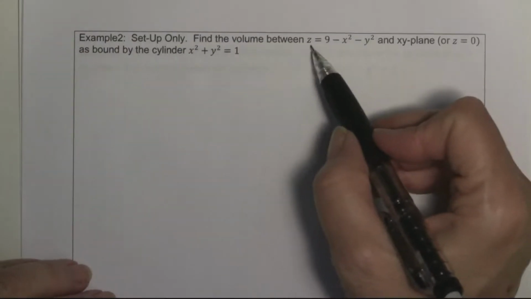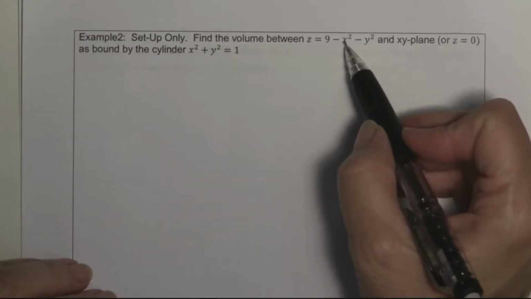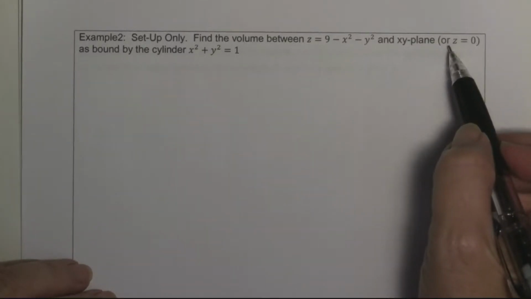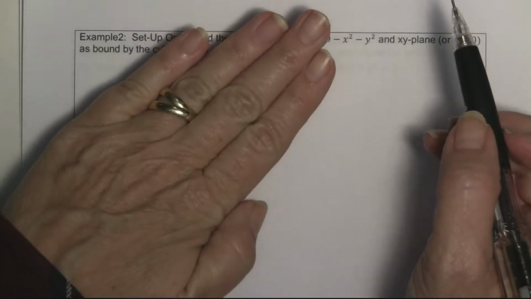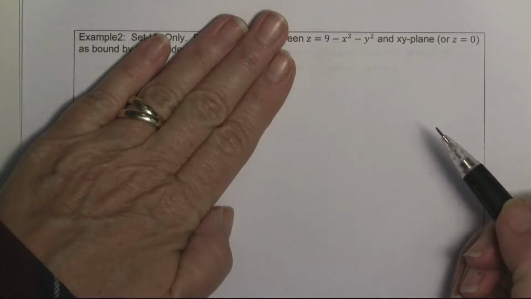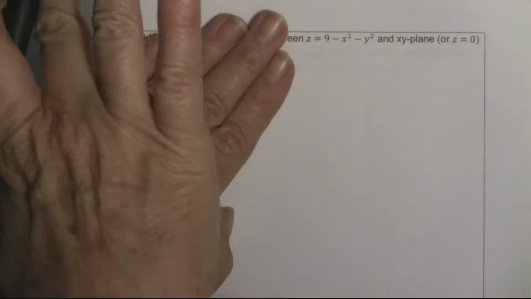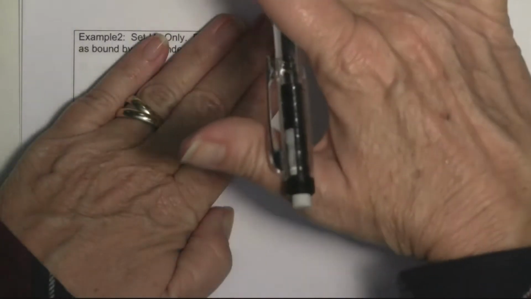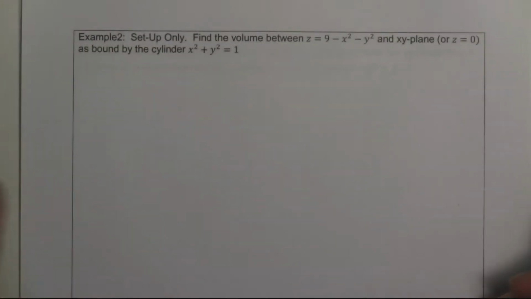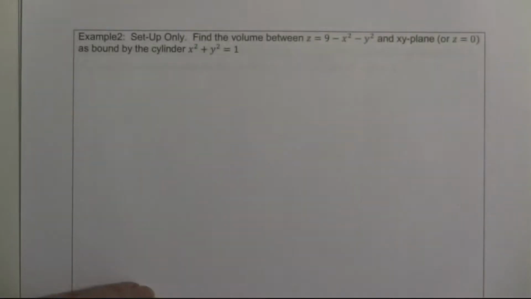So find the volume between z equals 9 minus x squared minus y squared and the xy plane. Now the xy plane is another way of saying z is 0. So we're going from z is 0 to z equals 9 minus x squared minus y squared. And that's going to create our volume as bound by the cylinder. Oh yeah, if you graph it in 3D, it is a cylinder, right? But I'm going to graph it in 2D. I had forgotten about that.